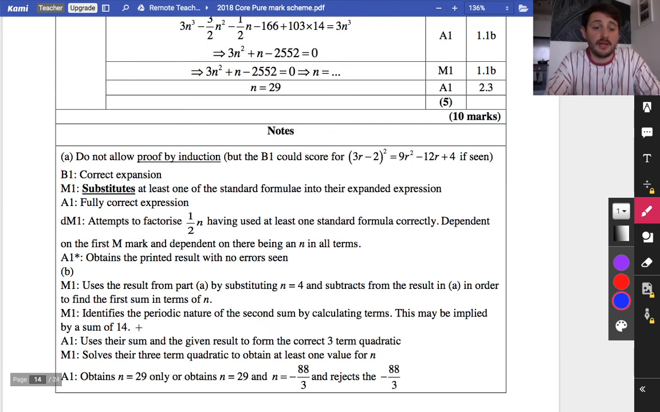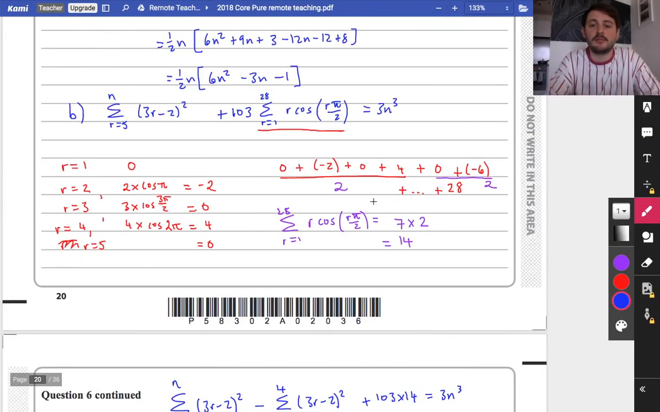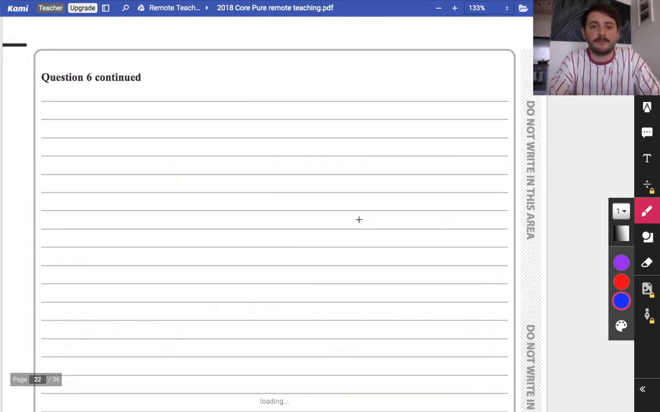This may be implied by a sum of 14. I mean, literally, you could just type it in the calculator. You don't even have to do it. You could just type it in your calculator. So all this bit in red and purple, if you want, put it on that graphics.